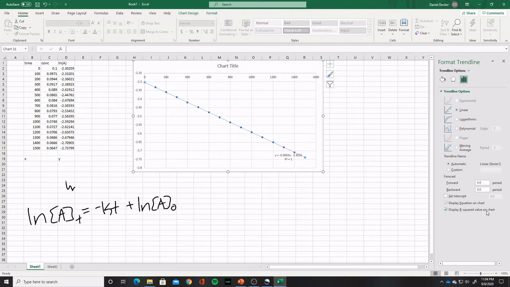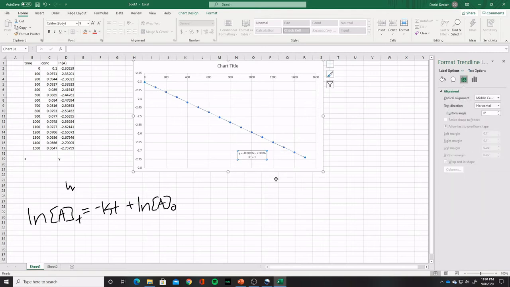You don't always need the r-squared value. The r-squared value is just a statistical function describing how close the data points are to your trend line. And the closer to 1, the better. The fact that this data is exactly 1 tells you that this data is fake. This is canned data. Somebody made it up.